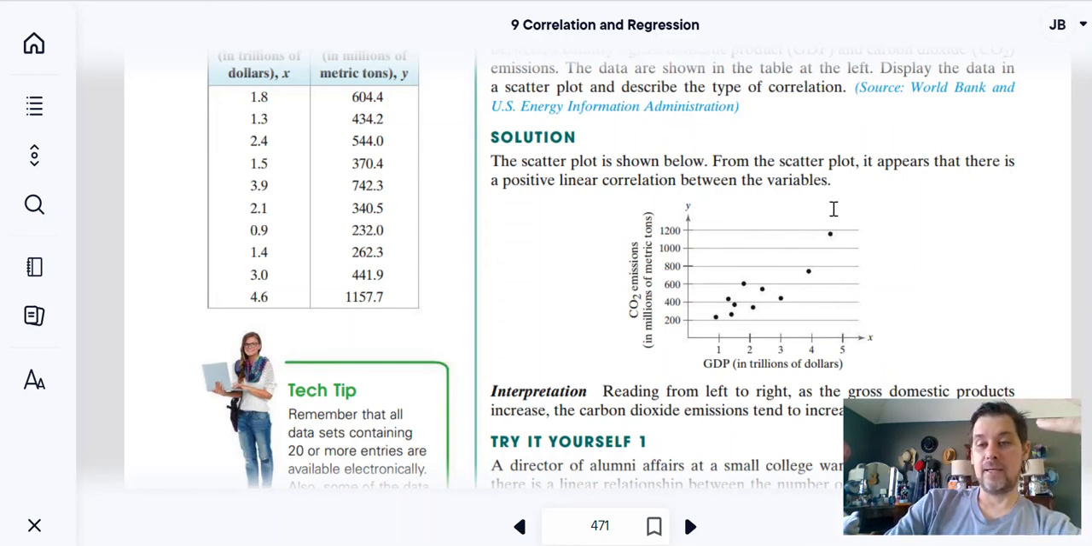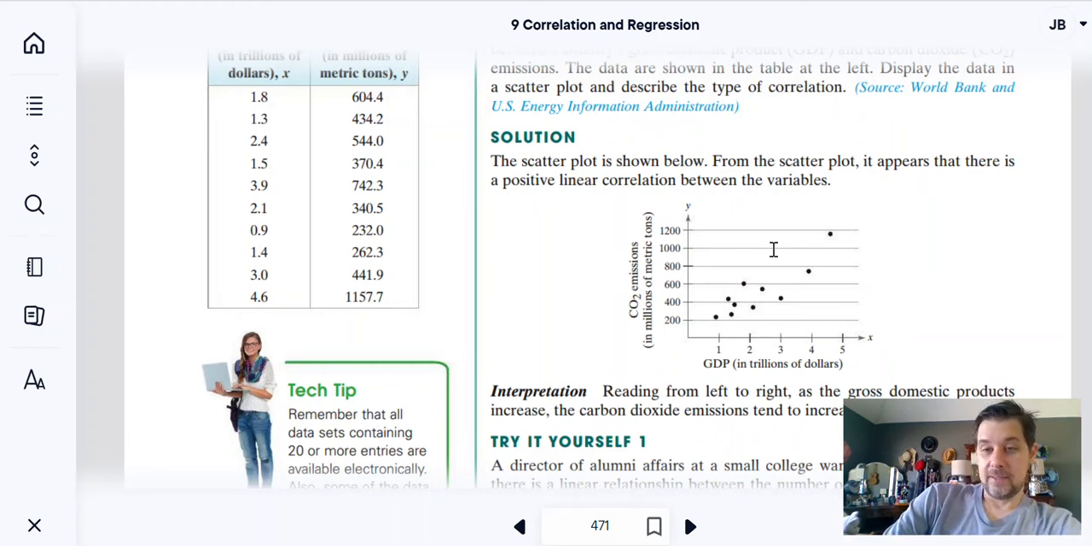I can say, well, okay, yes, the little dots do go up and to the right, roughly in a line. I can see that. You can probably see that too. And that means that as GDP goes up, it looks like CO2 emissions go up too.